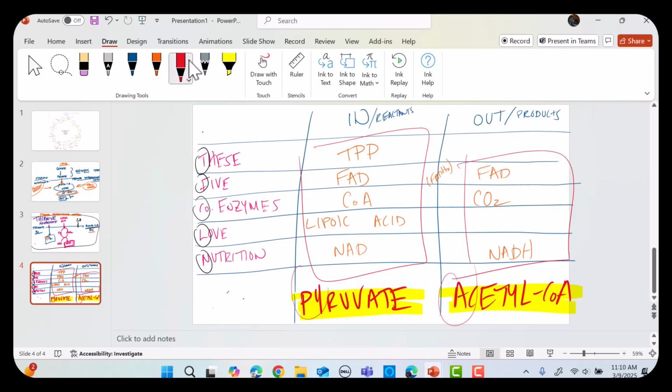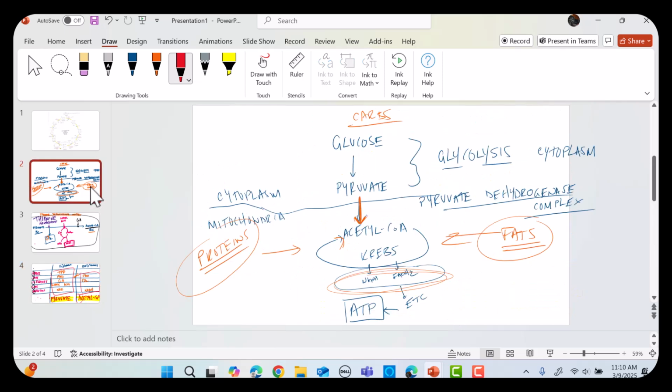Okay, so that's our pyruvate dehydrogenase complex. So at this point, we've taken that pyruvate, we've crossed into the mitochondria, we've made an acetyl-CoA out of it. We're ready to do the Krebs cycle.